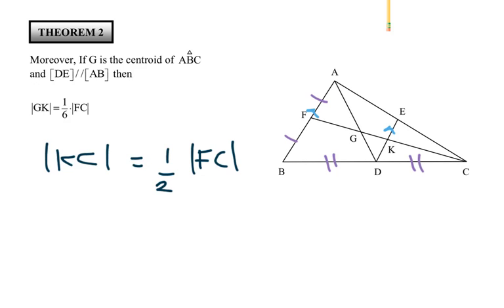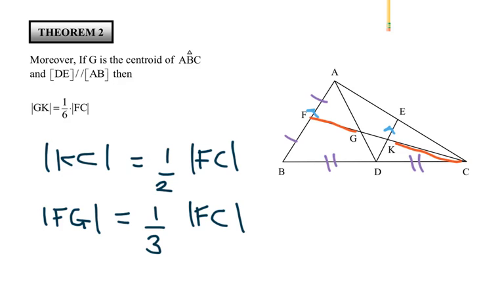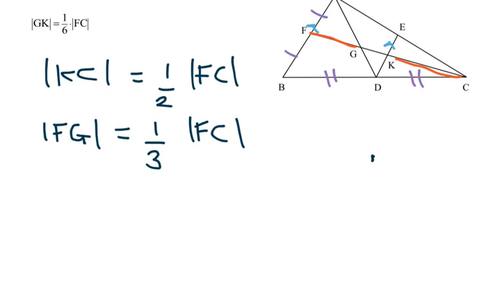What else do we know then? So we found something to do with KC. We want to find something about GK. Do we know anything about FG? Well, actually we do, don't we? From the first theorem that we proved about medians, we know that FG, the shorter part of that median, is actually 1/3 of FC. Okay, looks like we're getting somewhere then. And so it shouldn't be too hard to continue here.